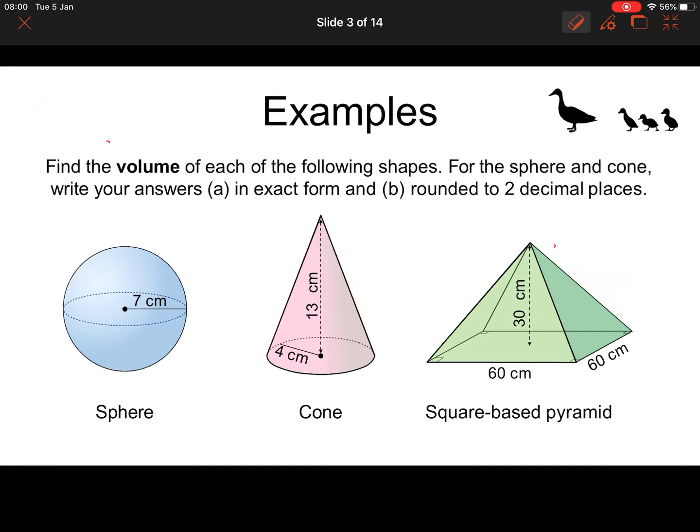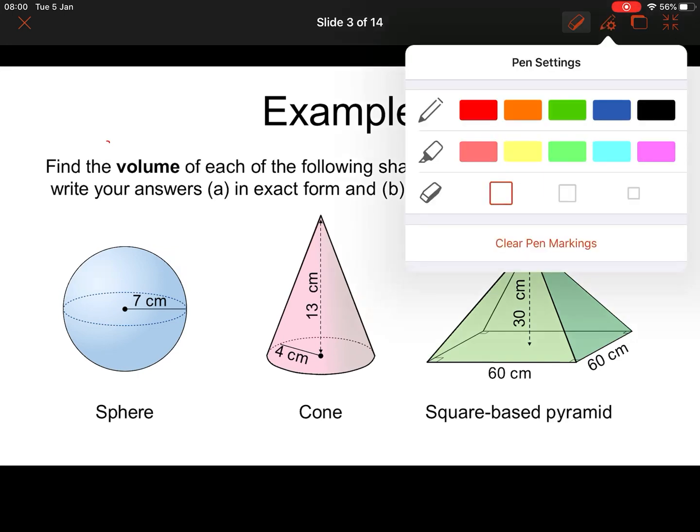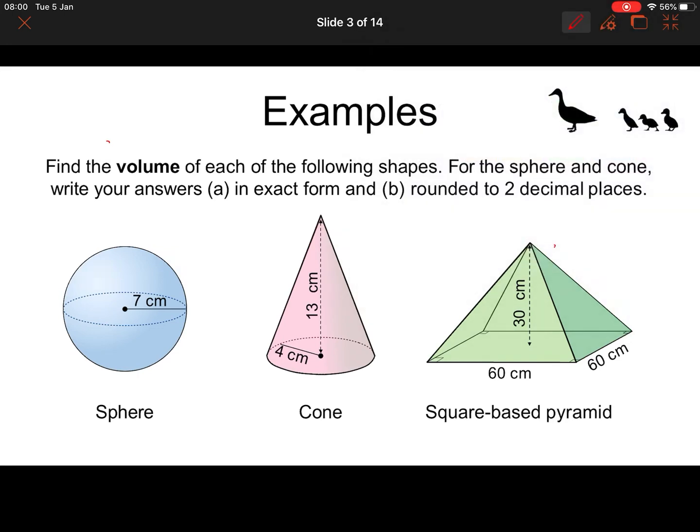Okay. Now, with a pyramid, it's even more difficult, really. We've got 5 faces to work out the surface area of. Fortunately, because this is square-based, we've got the square. So let's just do the square first. That's 60 times 60, so that's 3,600. Okay, that's the area of the square at the bottom.